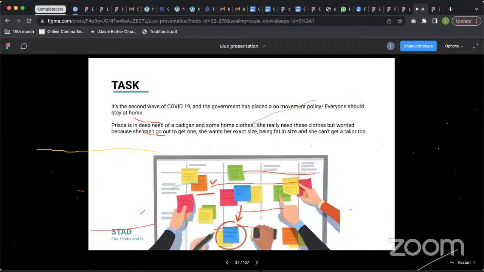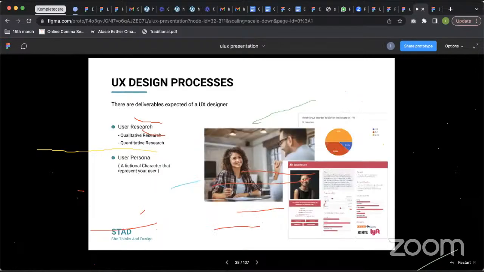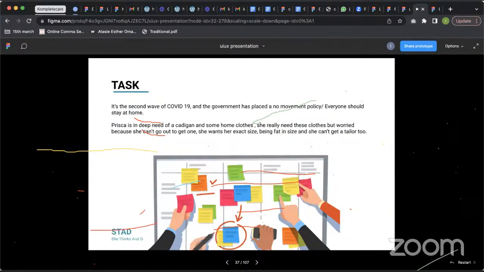All right, moving forward. So this is a very major task. I'm going to stop here because of time.